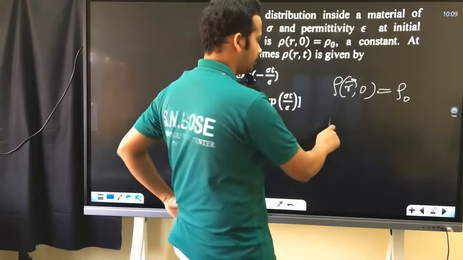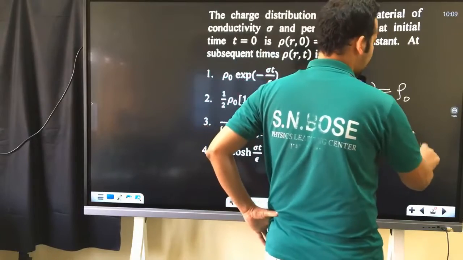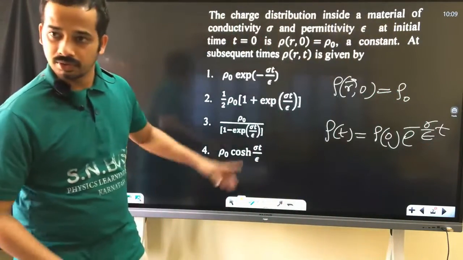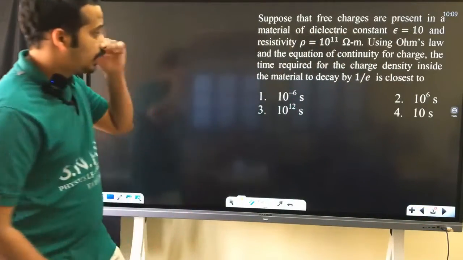From the continuity equation, we derived this one. Am I right? Rho of t is equal to rho at time t equal to 0, e power minus sigma by epsilon into t. Am I right? Very direct question, a 5 marks question in CSIR actually. This has a similar question.